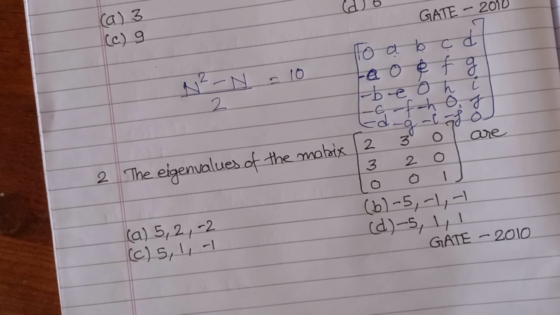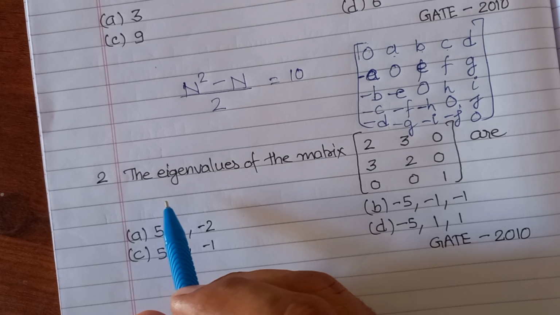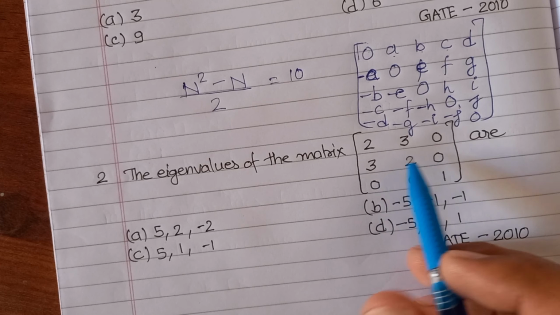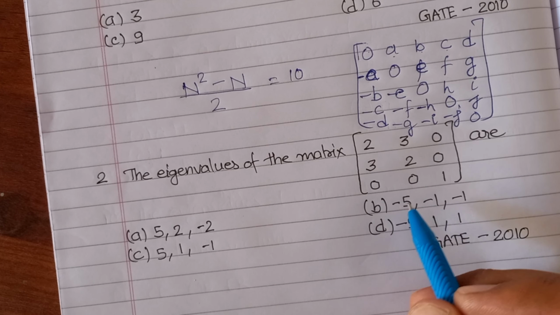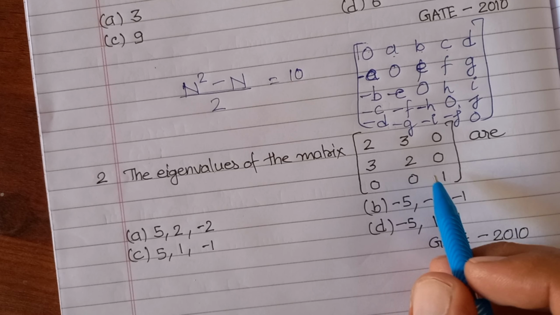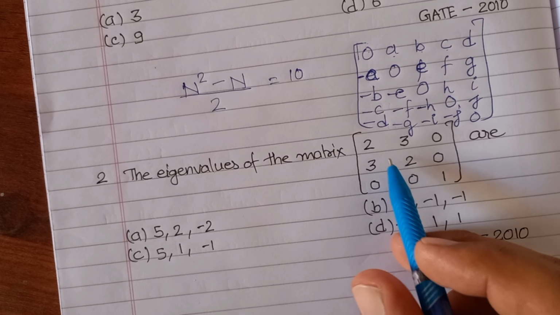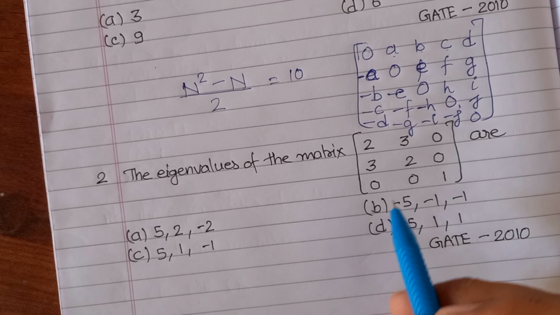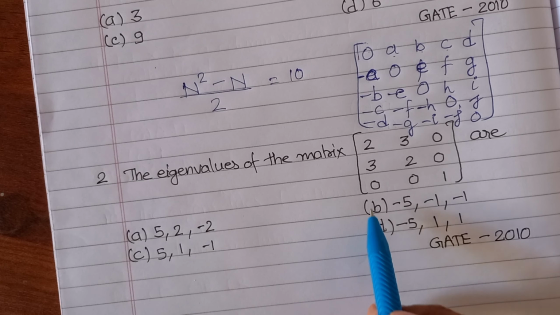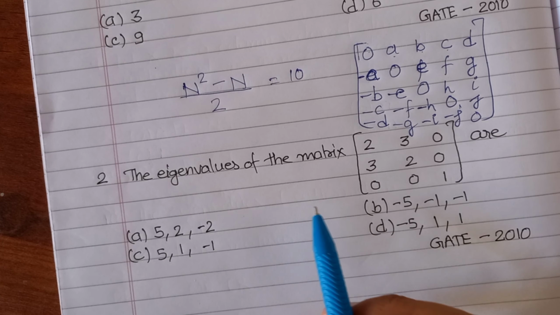Now let us look at the next question. We are given a matrix here, and we have to calculate the eigenvalues. So we are not going to calculate the eigenvalues by writing a characteristic equation of this matrix. We are going to use a trick. We just have to find out which option is correct and which options cannot be correct.